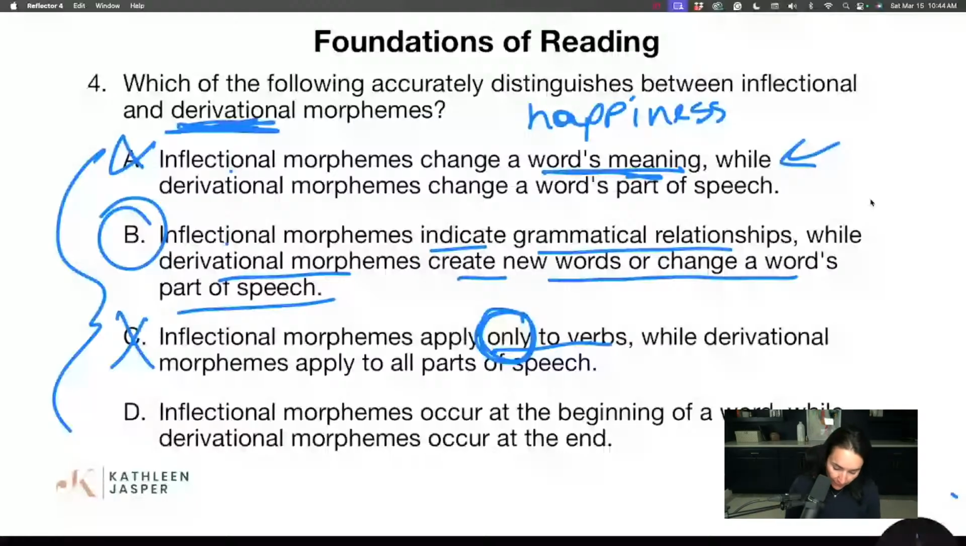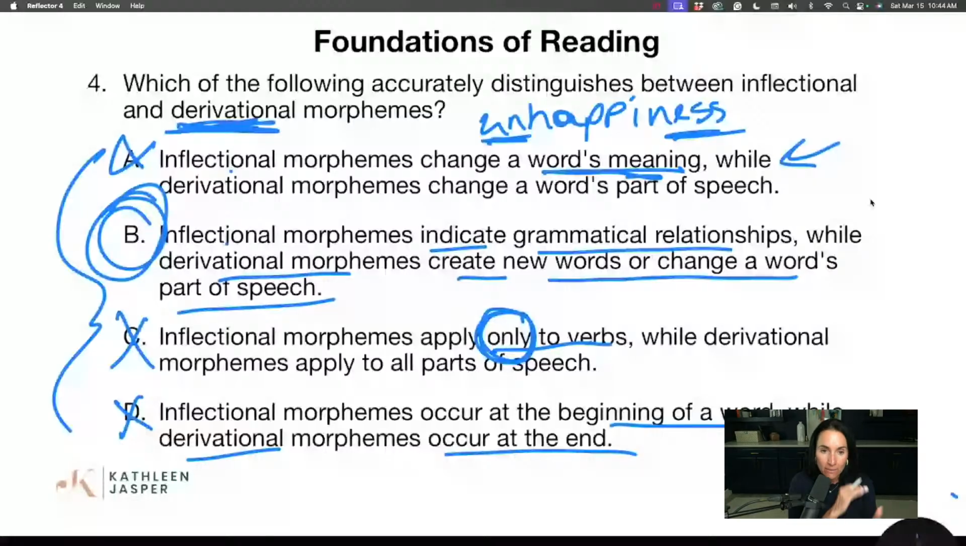Okay. And D, inflectional morphemes occur at the beginning of the word while derivational occur at the end. No, because remember, happiness, I can put it here. I can put it here. I mean, it doesn't necessarily matter. So D is out. B is the best answer. And again, there's going to be patterns like that in the answer choices. Have a look. Sometimes you can grab and go, but I always like to discredit the others. That's the way I like to do things.